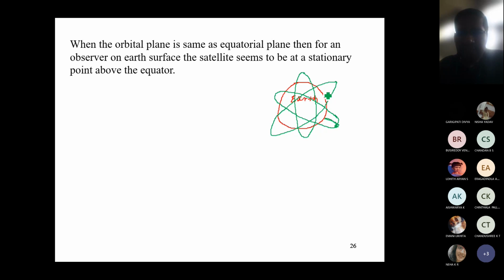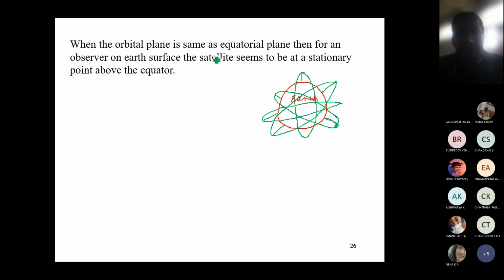Okay, here also it is 36,000. Here also it is 36,000. Here it is 36,000. Here also 36,000. So that means at any inclination, the geosynchronous orbit is possible. Understood the point? And here I can also draw another orbit like this. So this can also be 36,000 kilometers.